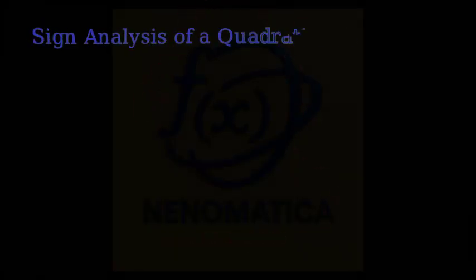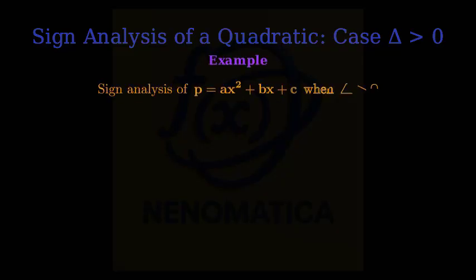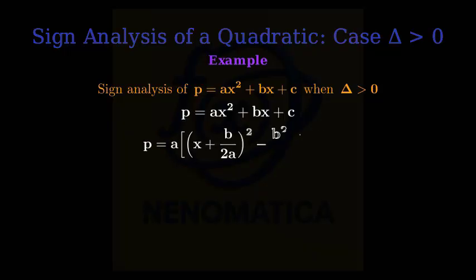In this lesson, we will analyze the sign of a quadratic expression when delta is positive. We start with an example statement on screen. Step 1. We start from the standard form p equals ax squared plus bx plus c. By completing the square, we can rewrite p in a vertex-like form. We will focus on the case where delta, that is b squared minus 4ac, is greater than 0.